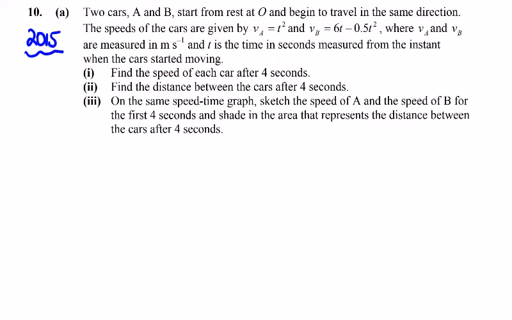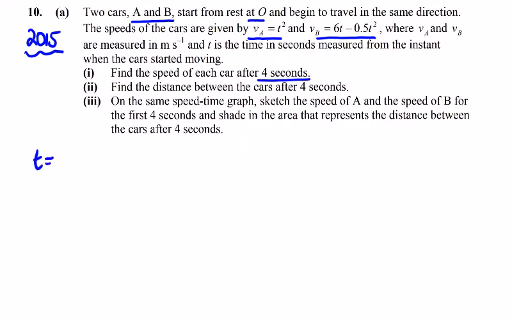2015 question 10. Two cars A and B. They start from rest and we're given their velocities: t squared and 6t minus 0.5t squared. And we're asked to find the speed of each car after 4 seconds.